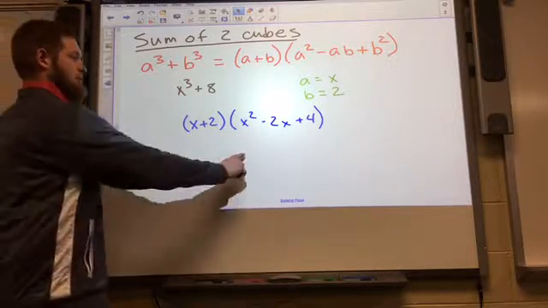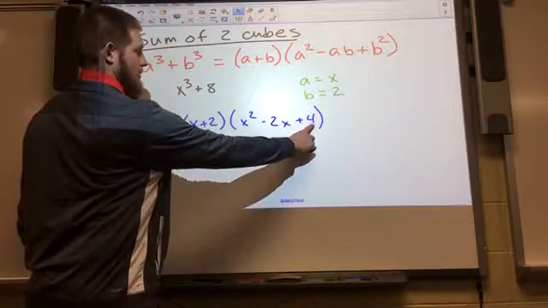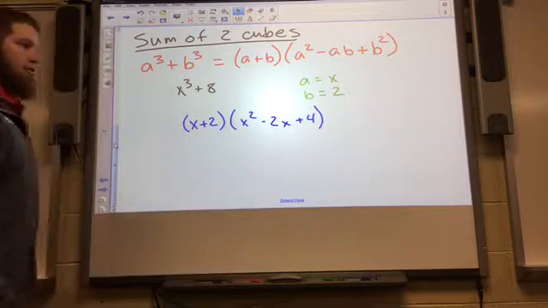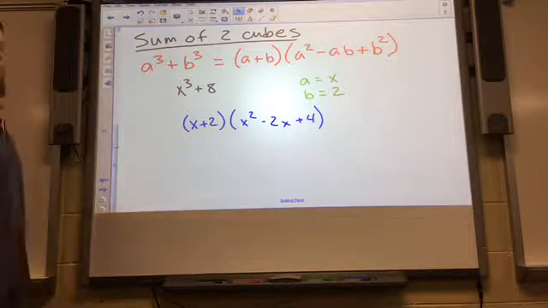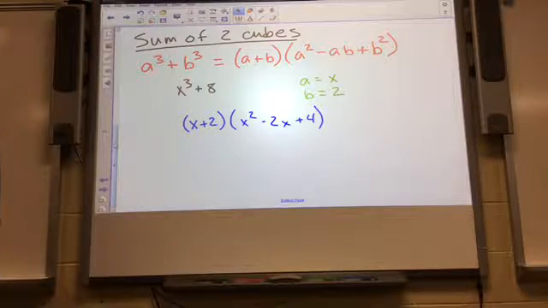Okay, so let's double check this. Is there anything that multiplies to 4 and adds to negative 2? What do we think? Not in this case, right? Okay, but you need to check that every single time, because I know for a fact you will run into that on your homework. Okay?